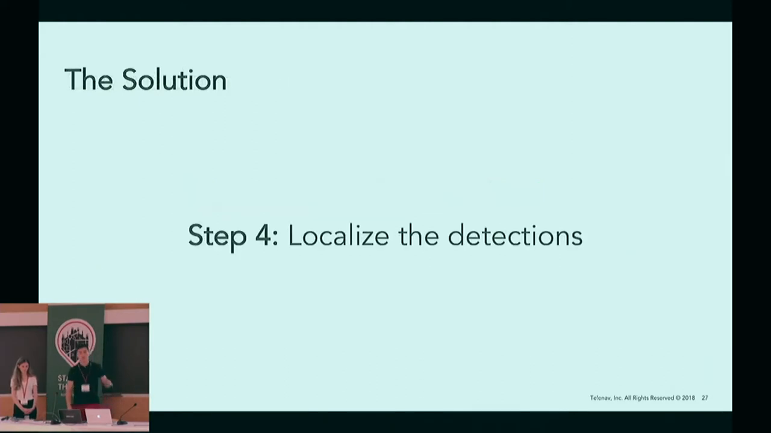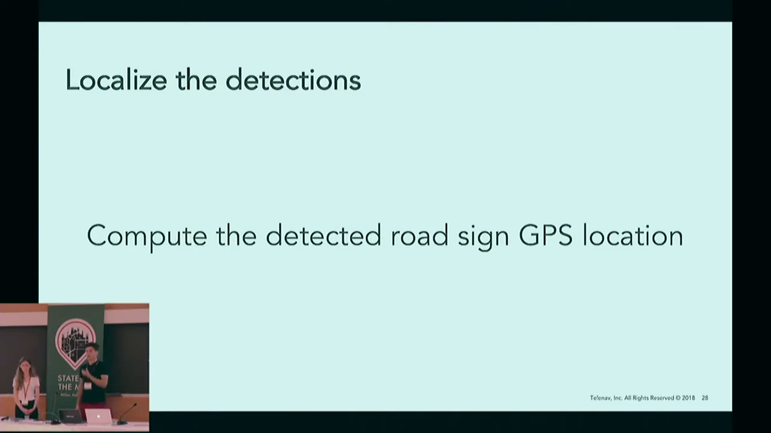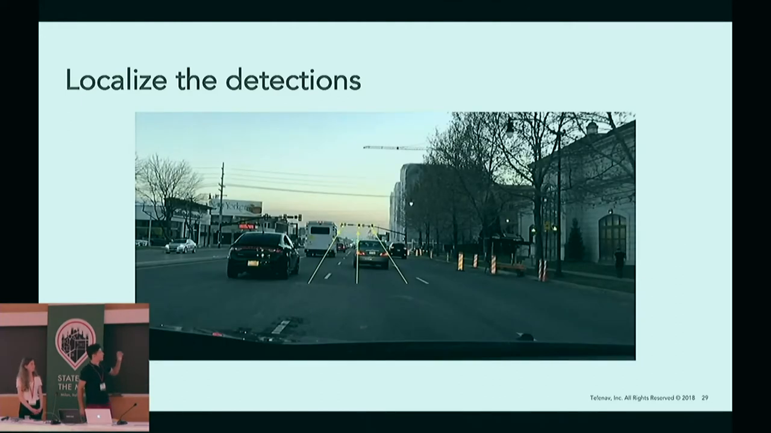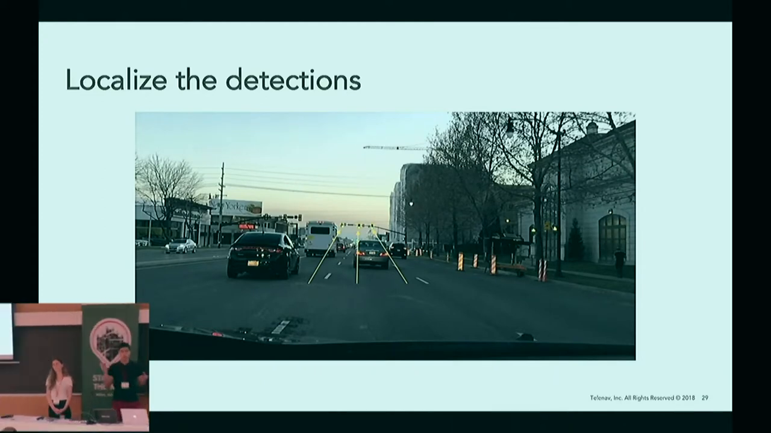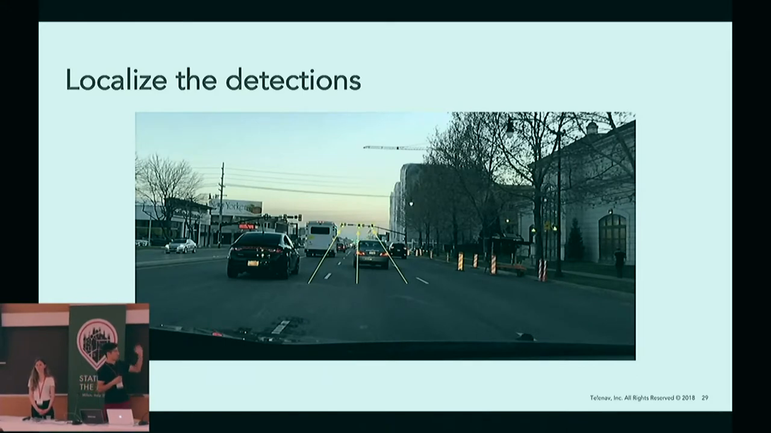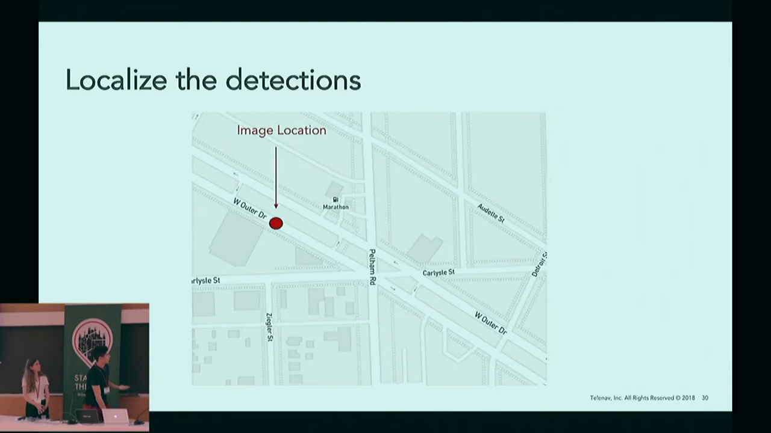Okay, so step number four: localize the detection. What does this mean conceptually? It is to be able to compute the detected road sign's GPS location, right? So let's look at an example to better understand what we're talking about. Let's assume you have this image in which you have detected those traffic lights that are far away in the distance. In order to match it at a later point to one particular street, you need to know the GPS location, right? As you can see from this image, signs are observable in images from 50, 100, 200 meters away, right? So you need to compute that particular offset from the car's GPS location to the sign's GPS location, right? So you need to correctly localize maybe a stop sign at that particular intersection, right?